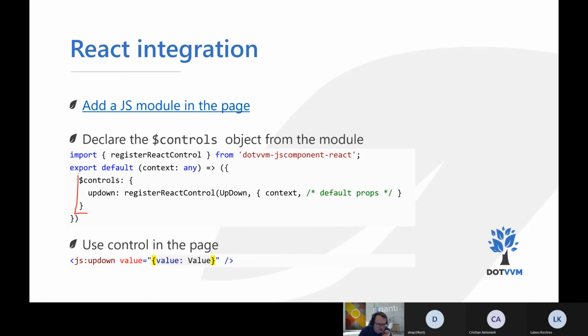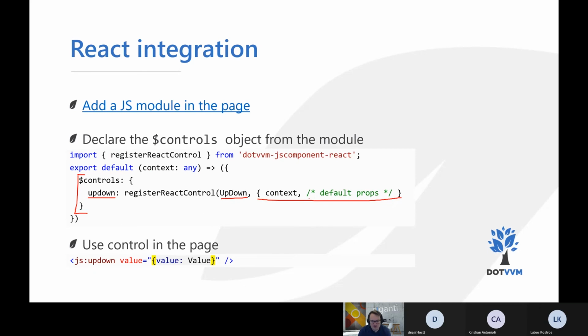And you can see I'm exporting an up-down component, and I'm calling register React control, which is the integration bridge. It comes from a .vvm.js component React package. And for every framework we want to support, we will have some integration package like this. So there will be register Svelte control, register view control, and things like that. And you pass the React component and some default values. The component needs to have the context, which is the context of the JS module. And then you can specify default values for the control property.